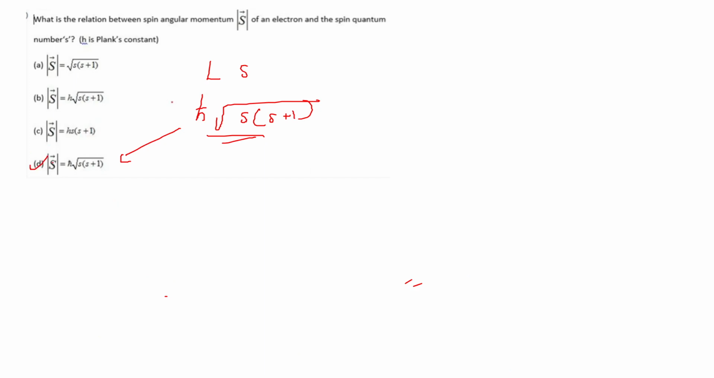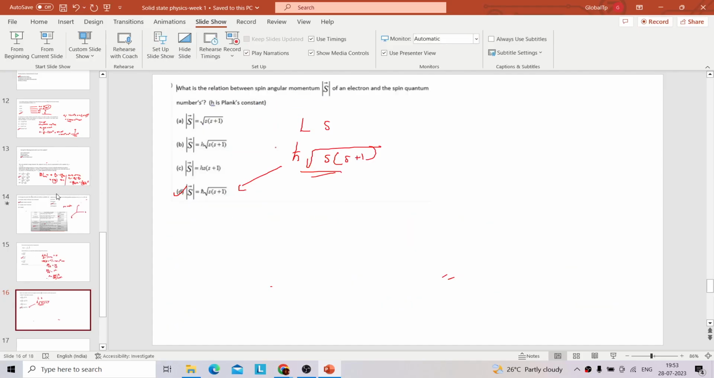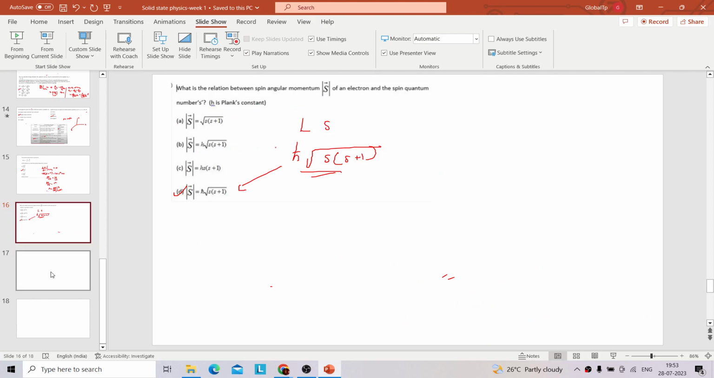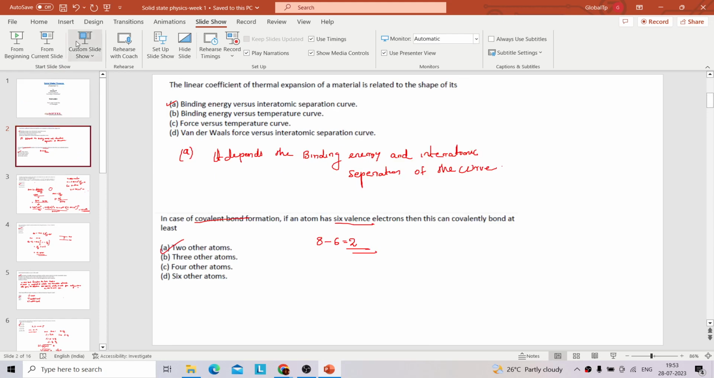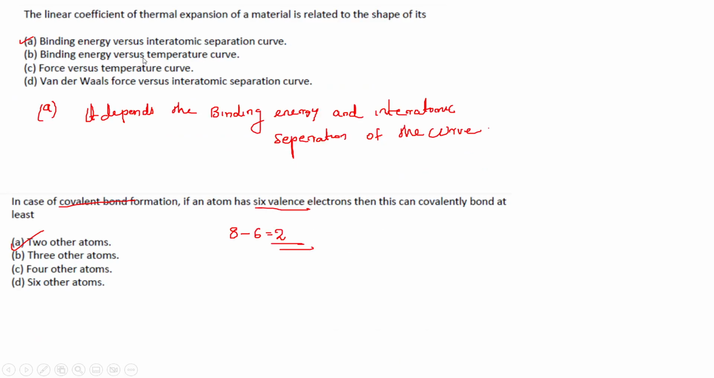So we will just go through the questions whatever we have discussed today. Okay, so this is a normal one: the linear coefficient of thermal expansion of the material with respect to the shape, and everything we have discussed on the interaction between the atoms and electrons, how the bonds will be. Those are the first few questions, and how the covalent bond forms, how many valence electrons will be involved, that kind of questions.